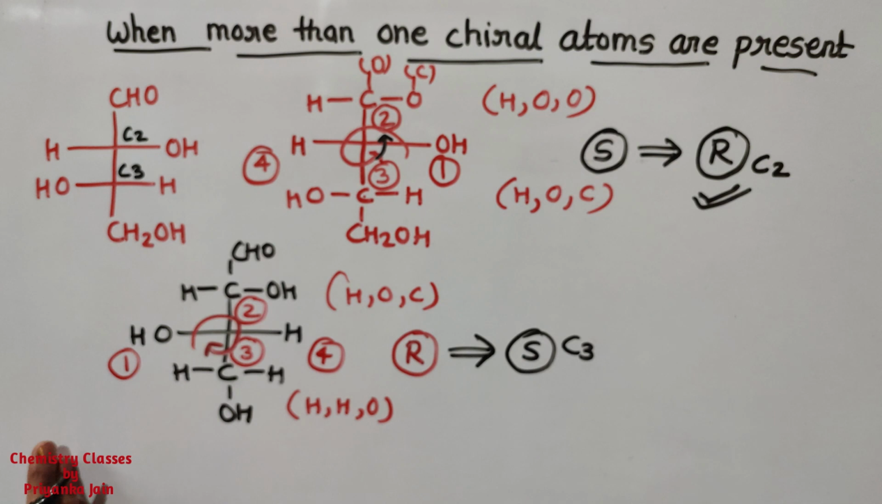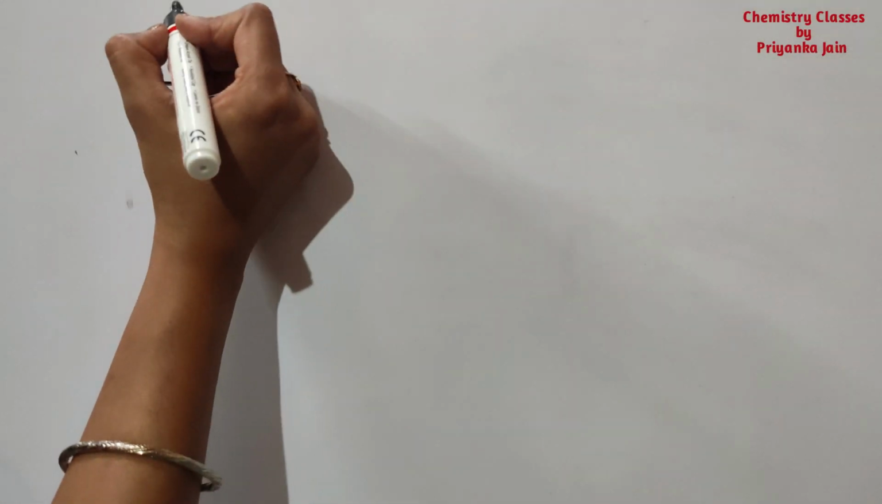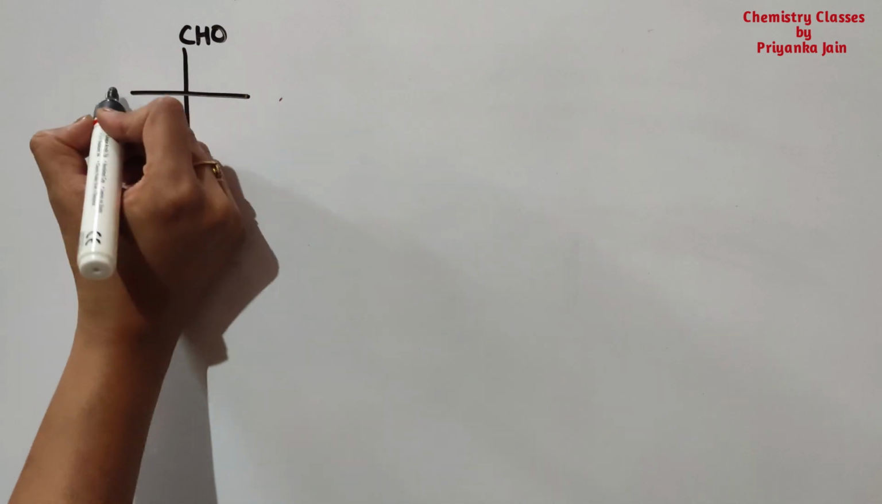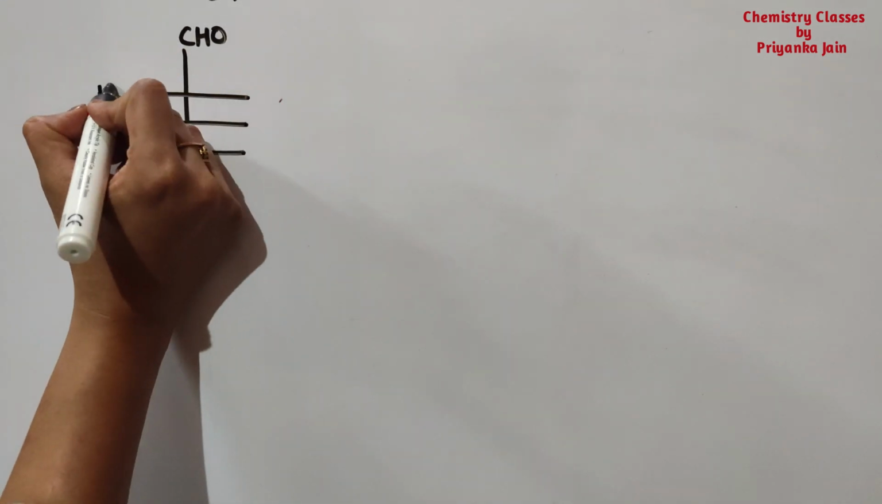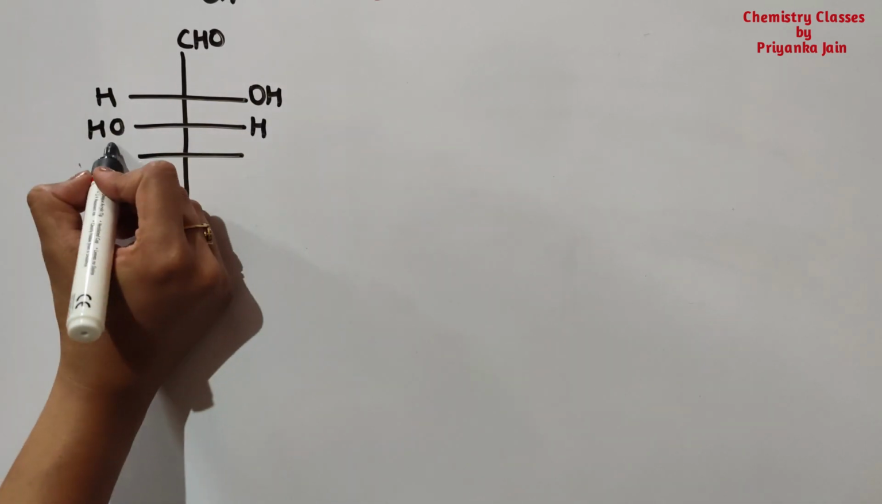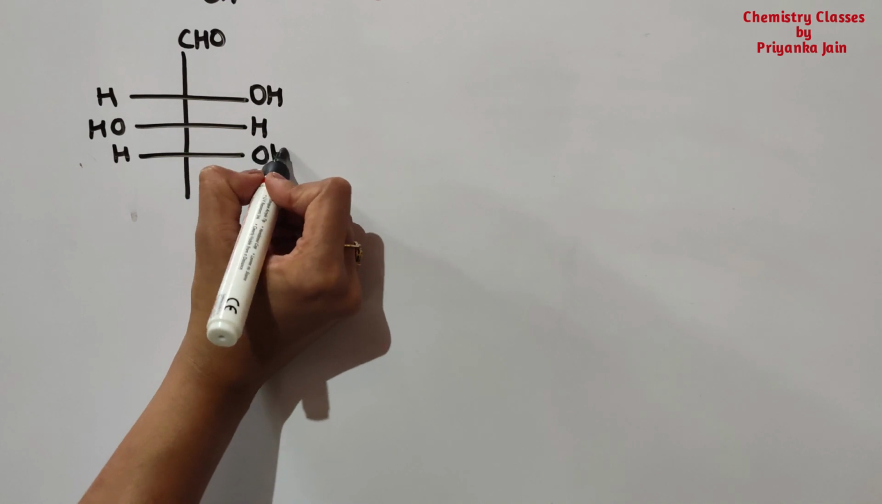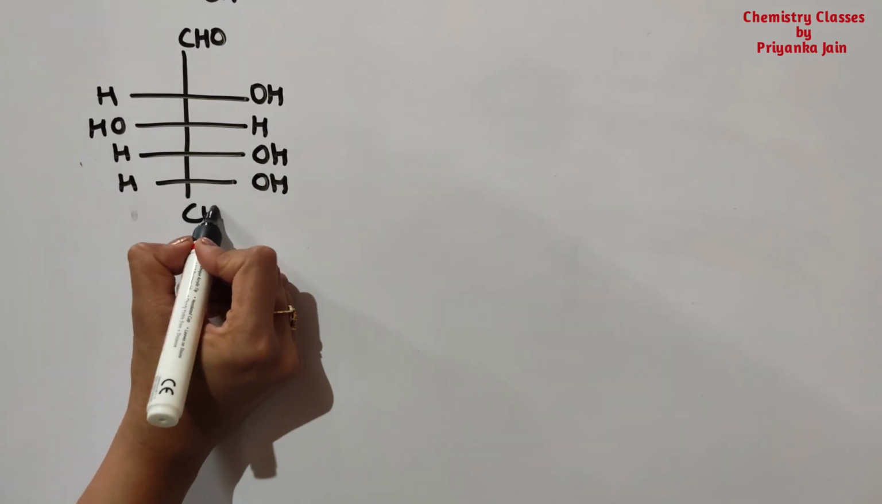If you have been given carbohydrates, then what do you have to do? See here, there is a simple trick for it. Suppose a carbohydrate is given in this manner: H, OH, OH, H, H, OH, H, OH, and here is a CH2OH group.